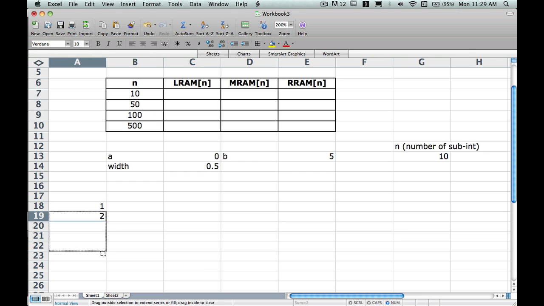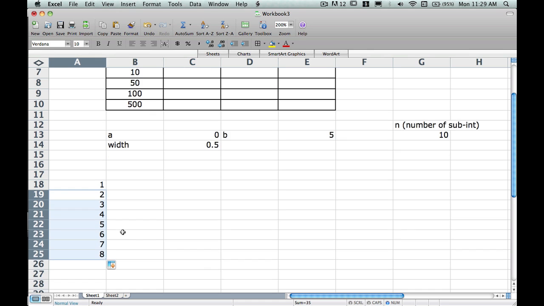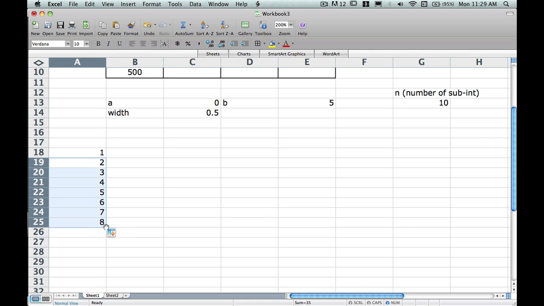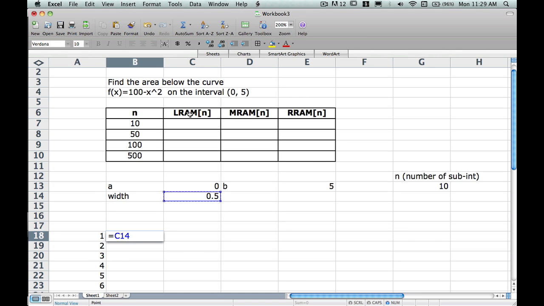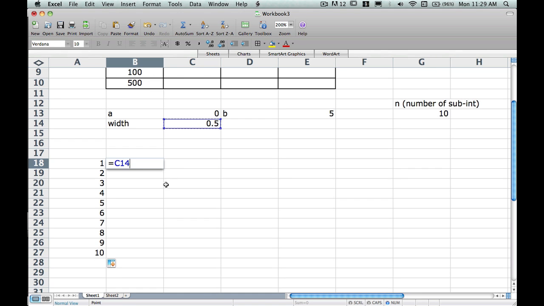And if I drag this down, you see in Excel there's a little square in the corner of that cell. I can drag it down and it'll continue applying that formula to those next cells. So for the first part of my question, when I'm working with 10 rectangles, I'm going to drag it down so that I have all 10 there. Now the width of each of these 10 equals this width, and the widths we're working with are the same for the LRAM, MRAM, and RRAM. We're dealing with uniform widths.